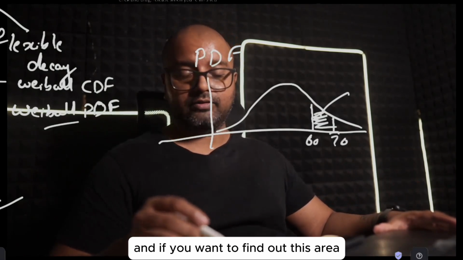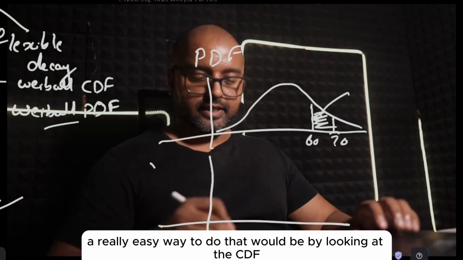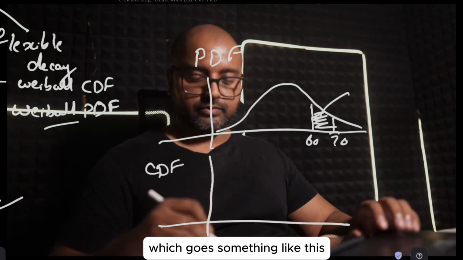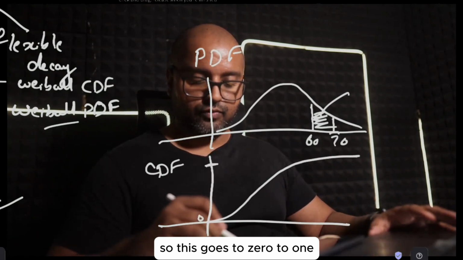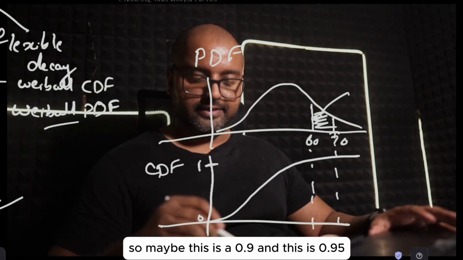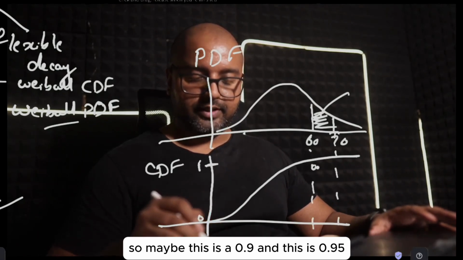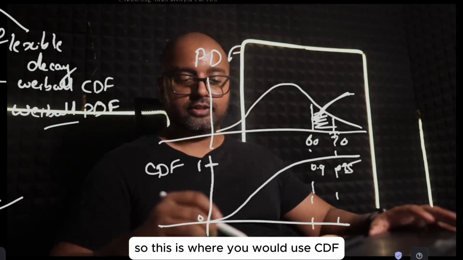And if you want to find out this area, a really easy way to do that would be by looking at the CDF, cumulative density function, which goes something like this. And you can literally map this over here. So this goes from 0 to 1, and you have this line over here and this line over here. So maybe this is 0.9 and this is 0.95, and then this would be 0.05 area. So this is where you would use CDF.